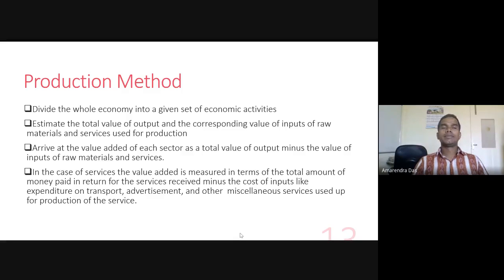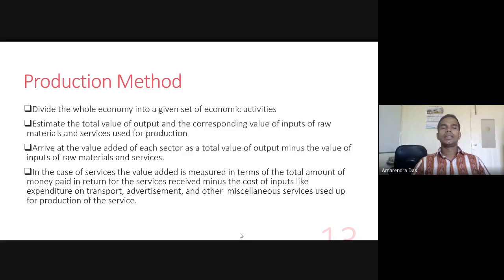So first of all, we have to divide the entire economy into different economic activities based on the national industrial classification or the international industrial classification. And then we estimate the total value of output and the corresponding value of input of raw materials and services used for production. Then we arrive at the value addition by taking the total value of output minus the value of the inputs. So we get the value addition in each sector.